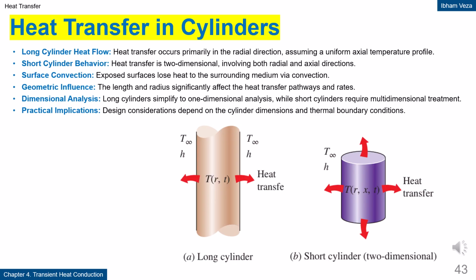Heat transfer in cylinders. In a long cylinder, heat transfer occurs mainly in the radial direction because axial temperature variations can be neglected. For a short cylinder, heat transfer becomes two-dimensional, involving both radial and axial directions. All exposed surfaces interact with the surroundings through convection. Geometric dimensions such as length and radius strongly affect the heat flow paths and rates. Therefore, the one-dimensional simplification is only valid for sufficiently long cylinders.